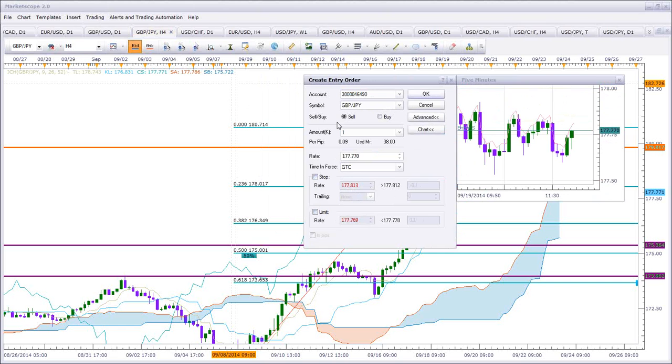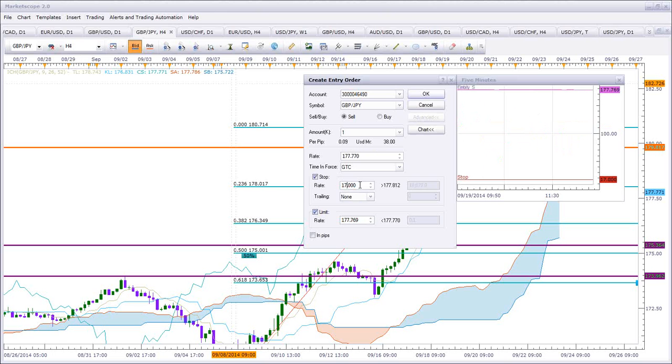Oh, we made a mistake again. Okay, one more time. We're going to sell. My stop is 179.817, and my limit is 175. No, it's 176. The numbers are pretty small over here. 176.349, or 350 to round it up, right? I want to take profit sooner than later.